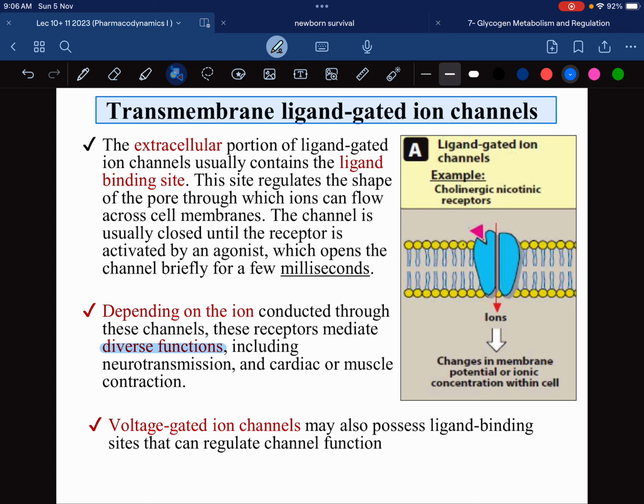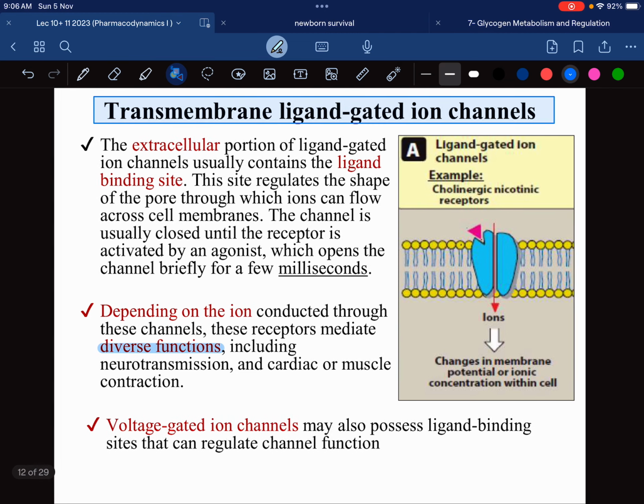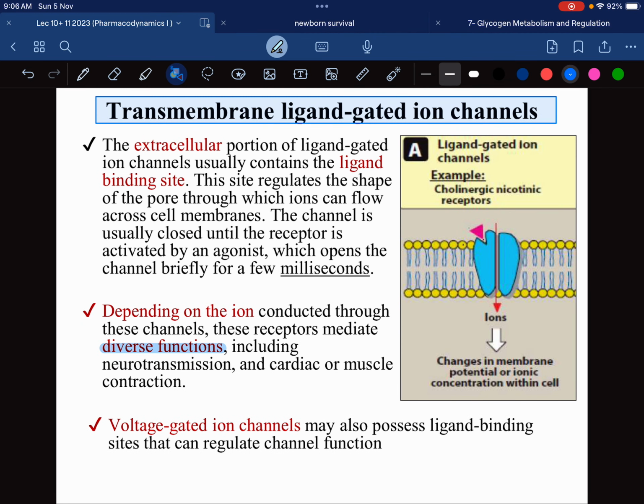So the same agonist, for example acetylcholine, will bind to multiple binding sites in different places. Different biological activity will be produced, including neurotransmission and cardiac or muscle contractions. It depends on what the ion is inside the cell and what the activity is in that place where the agonist acts, to affect different organs. So the effect of acetylcholine in the eye is different from that in the heart, or in the smooth muscles and whatever.